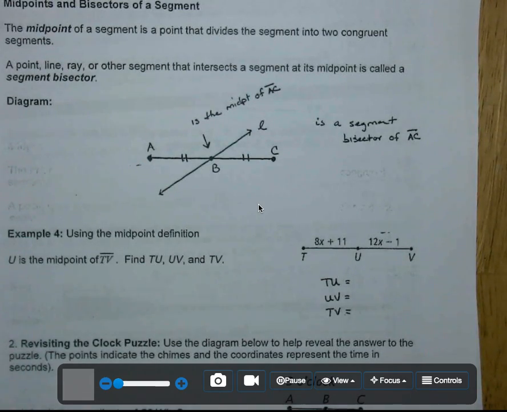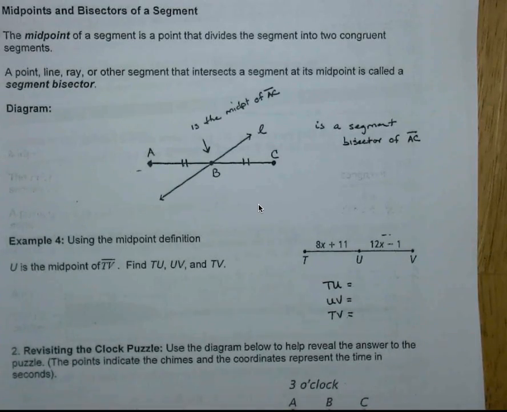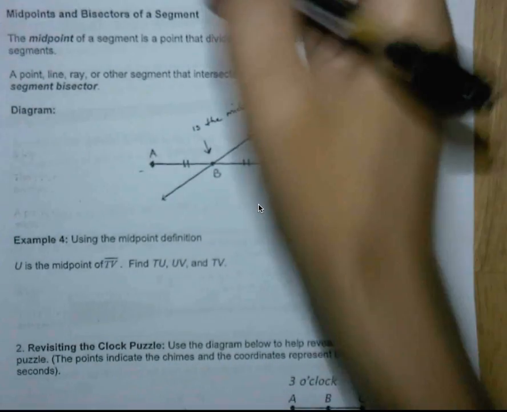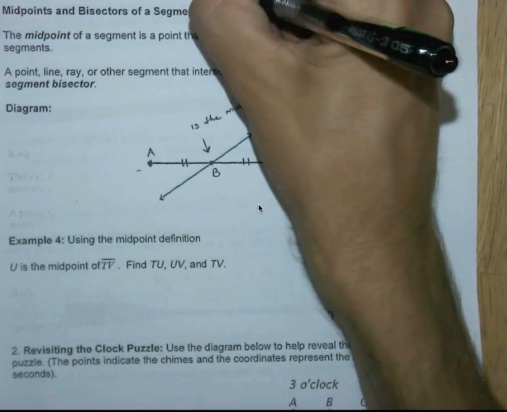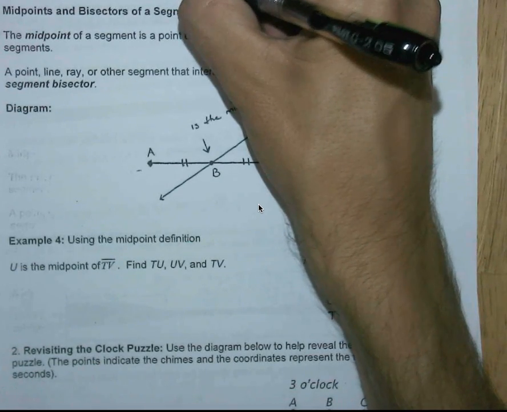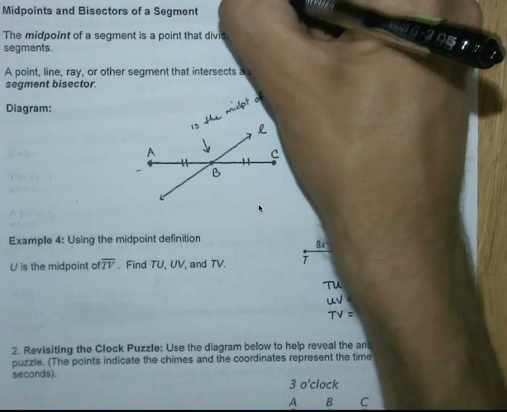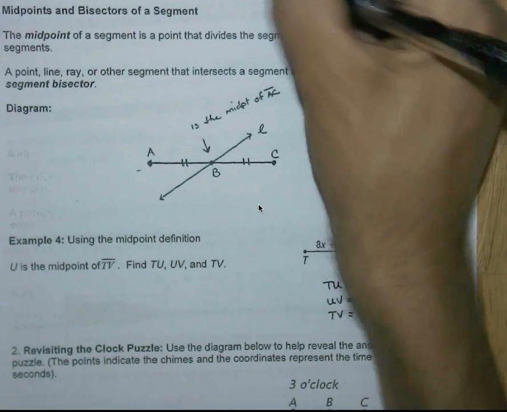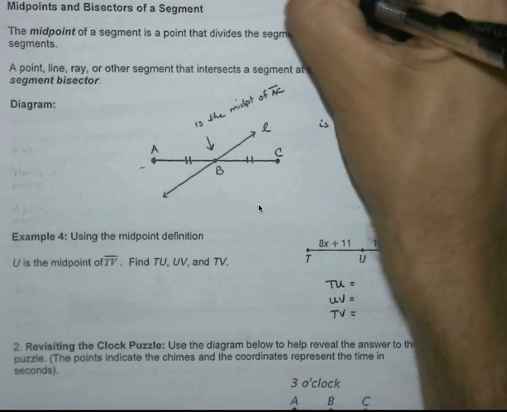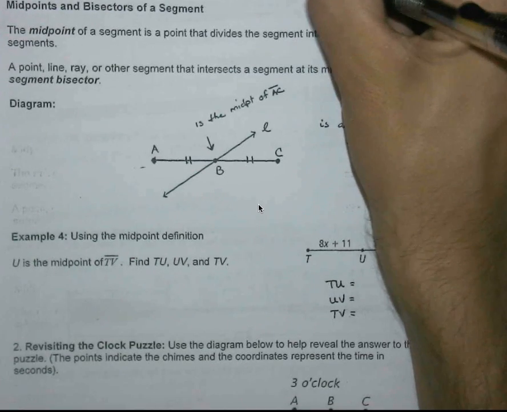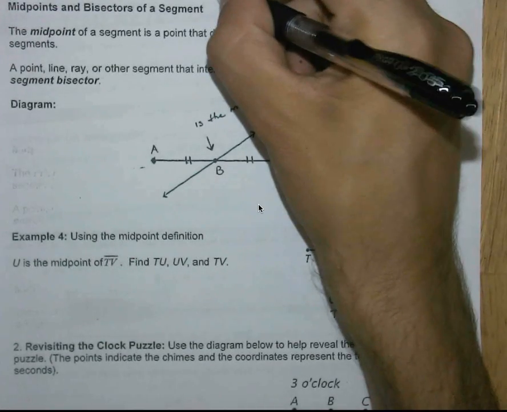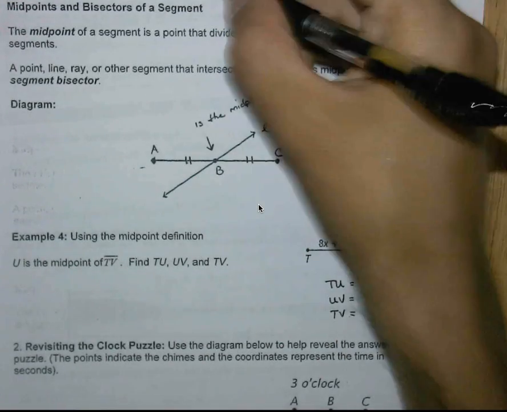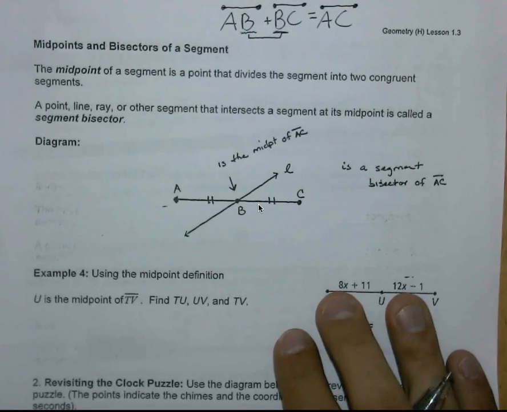Geometry geniuses, back again. We are going to be taking down the midpoint and bisector of a segment. In the previous segment, we saw that we could add segments together. So if we had a segment from A to B, and we were adding segment B to C, we could say that this is equal to segment AC, just adding it all together. Notice the pattern where the endpoints are the same, even though these are different segments. AB and BC are not the same.